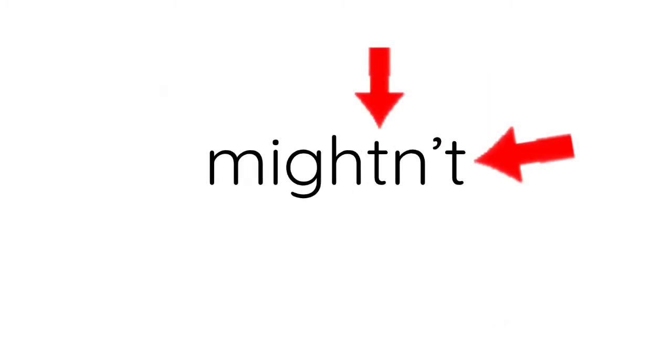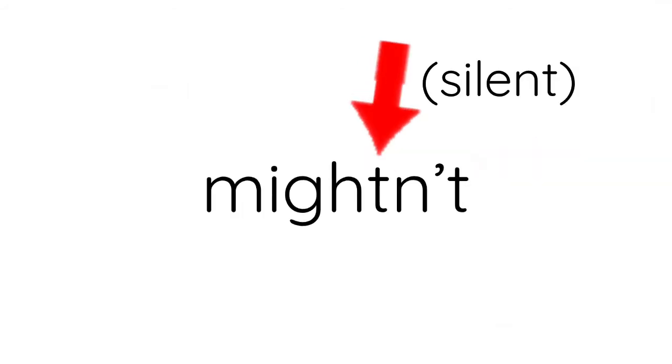And on a final note, I just want to take a quick look at the pronunciation of might not in its contracted form, so mightn't. In the positive form, might, you can hear a strong T at the end of the word. In the negative form, you see we have two T's. This one right here is silent. The correct pronunciation is mightn't.